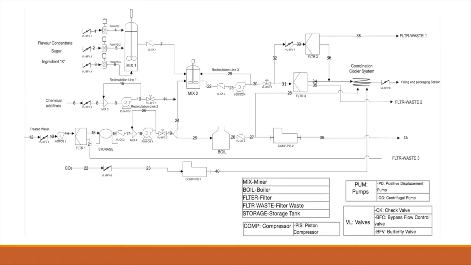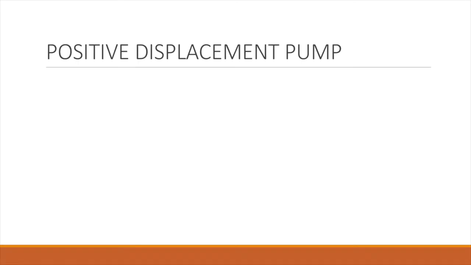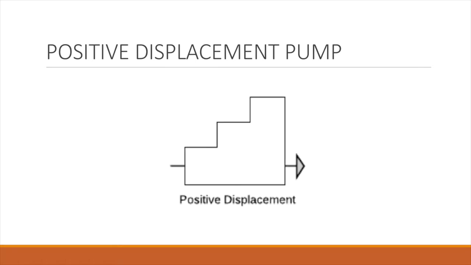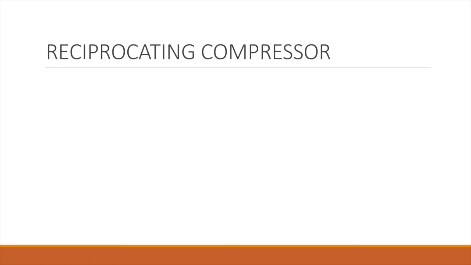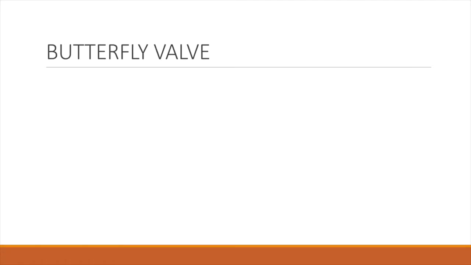Typically, by matching the label on the diagram with the legend, this will correlate to the type of equipment in question. Here are some common types of pump, valves and compressor in industry. A positive displacement pump, a reciprocating compressor, and a butterfly valve.